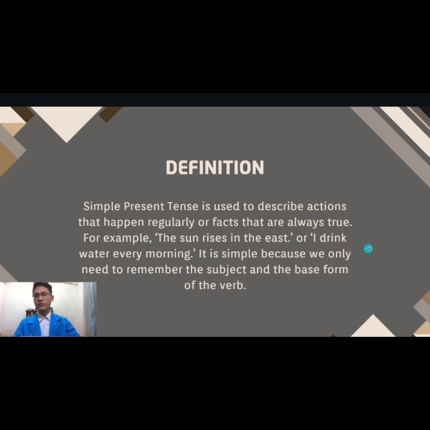The definition of simple present tense. Simple present tense is used to describe actions that happen regularly or facts that are always true. For example, the sun rises in the east, or I drink water every morning. It is simple because we only need to remember the subject and the base form of the verb.